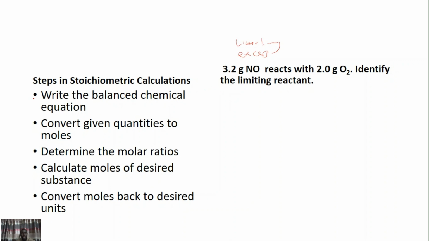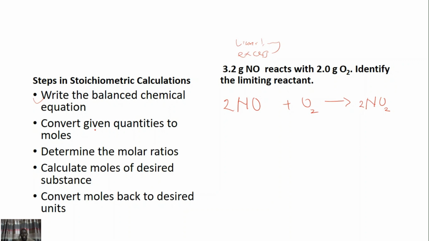Okay. The first step is to write a balanced chemical reaction. The chemical reaction is NO plus O2, which will give us nitrogen dioxide, right? We need to balance this equation. There's one nitrogen here, one nitrogen here. There are 3 oxygen here. There are 2 oxygen here. Let's balance it. Let's put 2 here and let's put 2 here. Now it's balanced, right? Good.